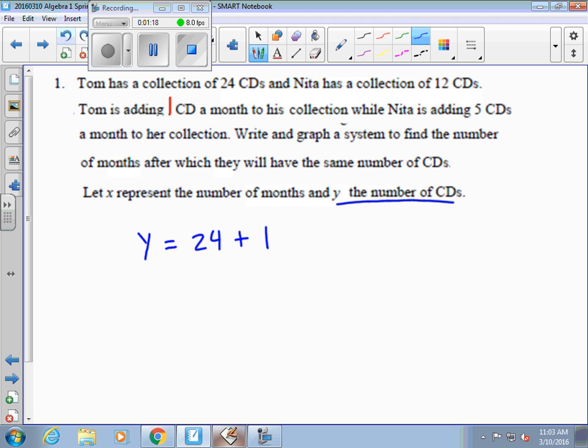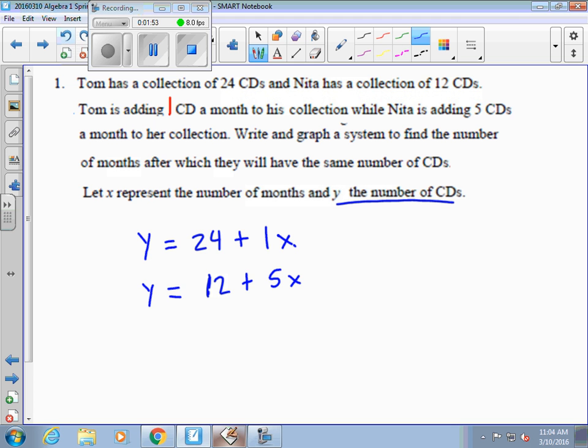So 1 times X. Nita, on the other hand, her amount of CDs, her Y, is going to be equal to, she has 12 to start. She's adding 5 per month. So plus, instead of 1 times X, 5 times X. So we have two equations right now. Y is representing the number of CDs. X is representing the number of months. Tom's is on top. Nita's is the second one. So we have it set up nice and neat for substitution.